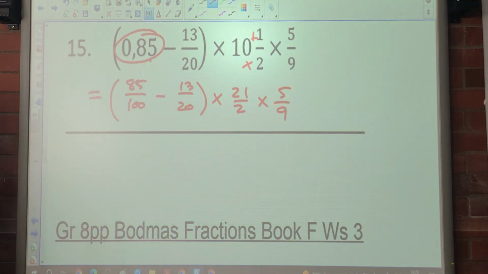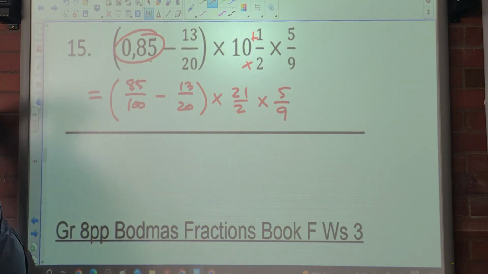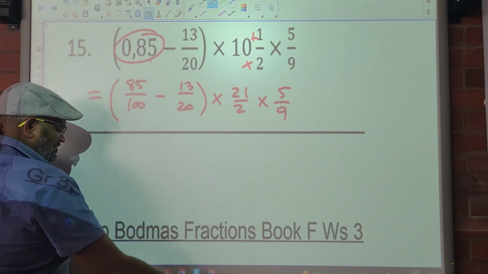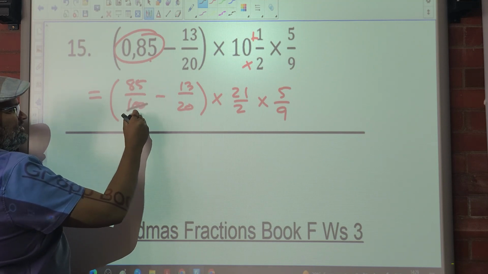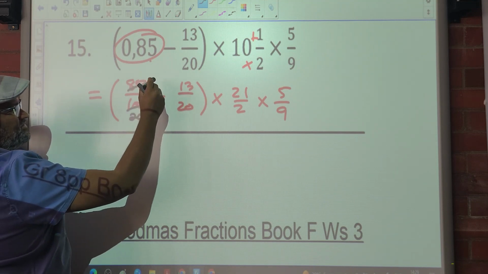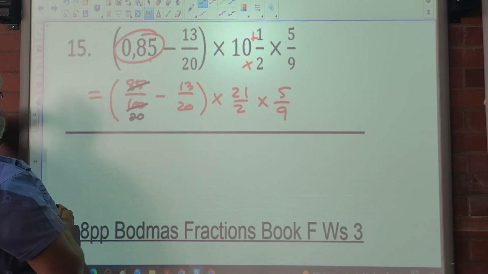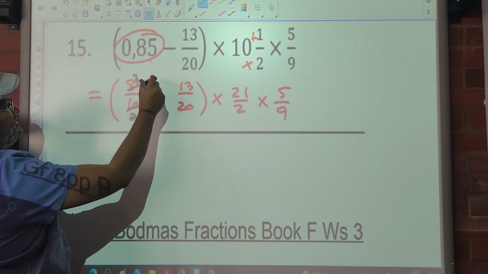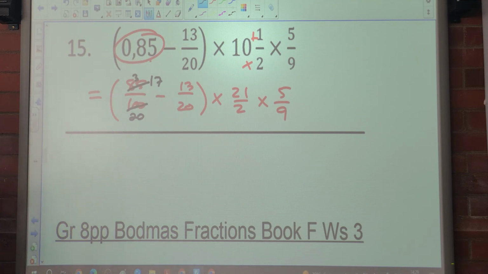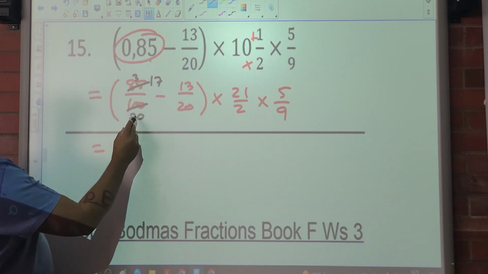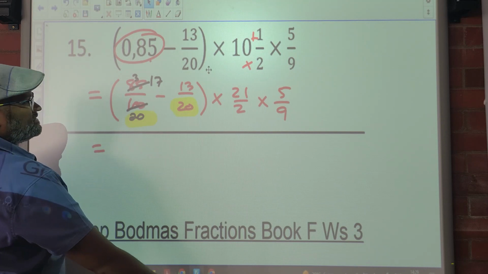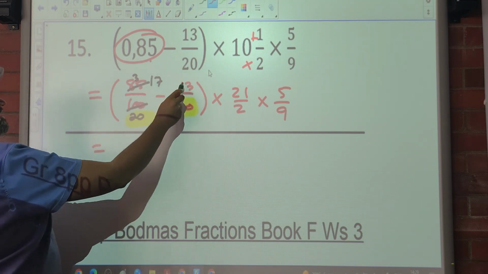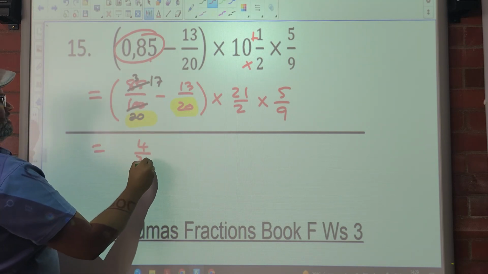So what needs to be done first now? Brackets. You could go into an LCM, but hang on. 5 goes into 100, 20 times, and 5 goes into 85: 5 goes into 8 once, carry 3, 17 times. Do you see that, people? So now, what do you notice? That the denominators are really the same. Not so? So 17 minus 13 is 4 over 20.